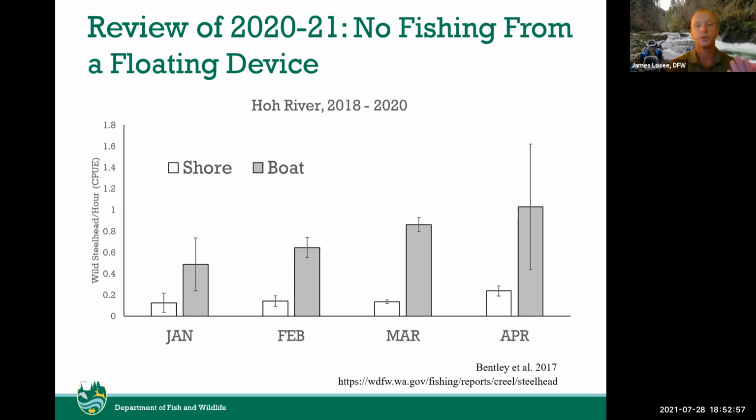This graph here shows the difference in catch per unit effort for folks fishing from a boat versus shore. These data were generated from creel work on the Hoh River. What it shows is that in every month of the steelhead season, our boat anglers are much more effective than our shore anglers. So the concept here was that by requiring folks to get out of their boat and fish from shore, we would dramatically decrease exploitation rates, or catch per unit effort, or success catching steelhead, but we would maintain a fishery. And this was outside of a full closure. We thought we could meet our management goals with this.